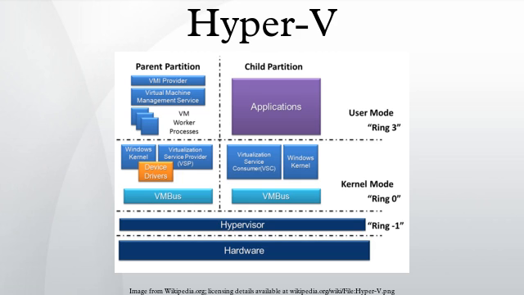Guest operating systems: Hyper-V in Windows Server 2008 and 2008 R2 supports virtual machines with up to 4 processors each. Hyper-V in Windows Server 2012 supports virtual machines with up to 64 processors each. Hyper-V in Windows Server 2008 and 2008 R2 supports up to 384 VMs per system. Hyper-V in Windows Server 2012 supports up to 1024 active virtual machines per system. Hyper-V supports both 32-bit and 64-bit guest VMs.